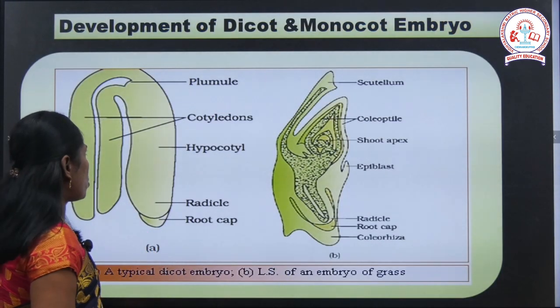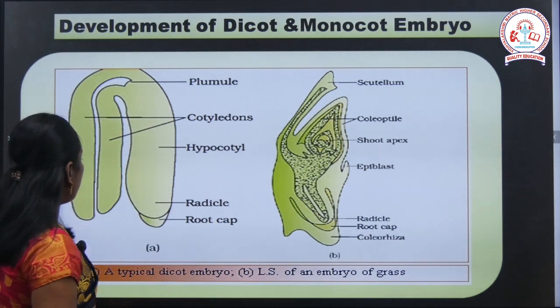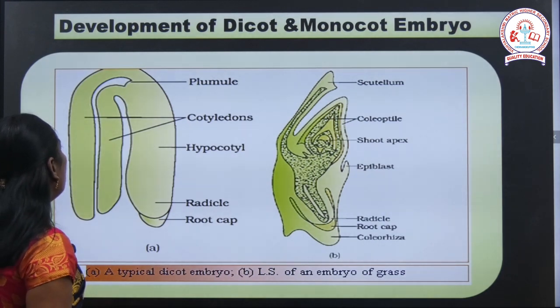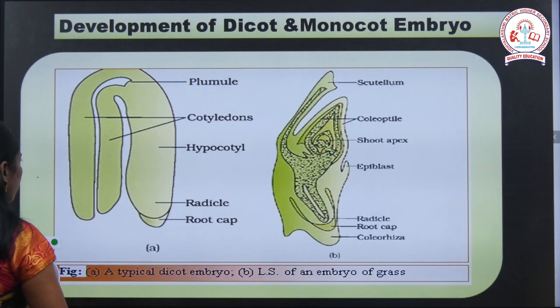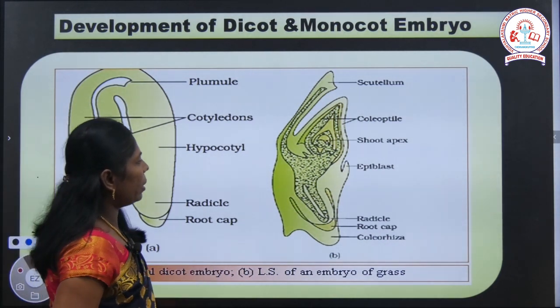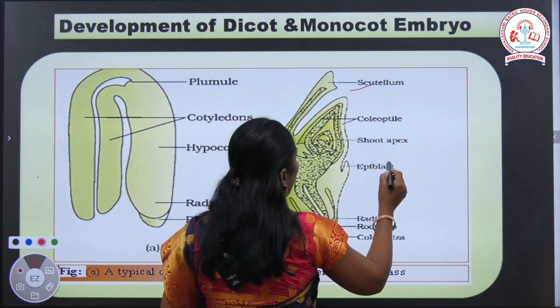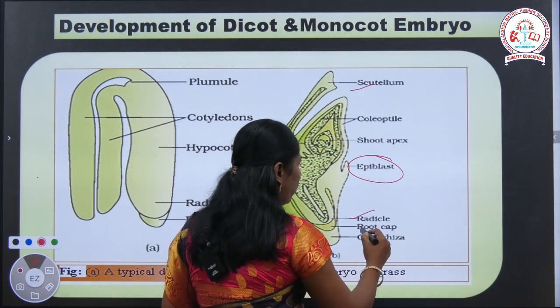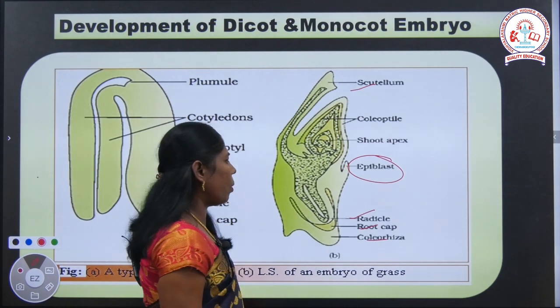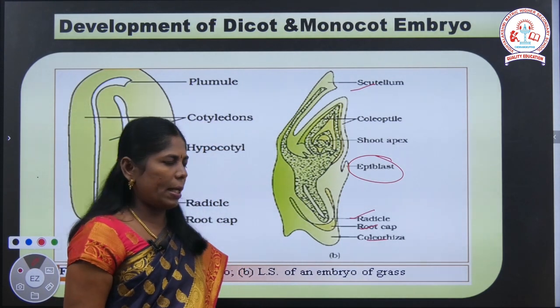So you can see the structural difference between the dicot embryo and the monocot embryo. The first one is a dicot. You can see the plumule, cotyledons, hypocotyl and epicotyl, and it has a root cap. The root cap is present. What about here? This is the monocot. In the monocot it has a scutellum. Another feature you can immediately mark is the epiblast, and it has a radicle and root cap. The root cap is known as the coleorhiza. The root cap is covered by a membrane, the coleorhiza.